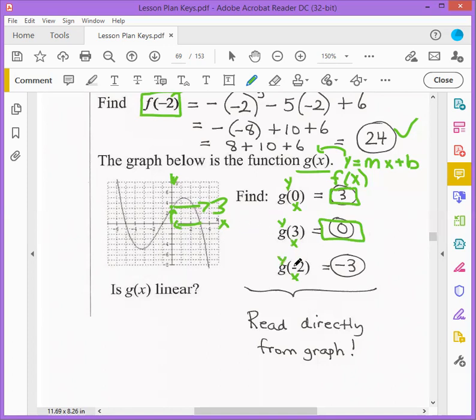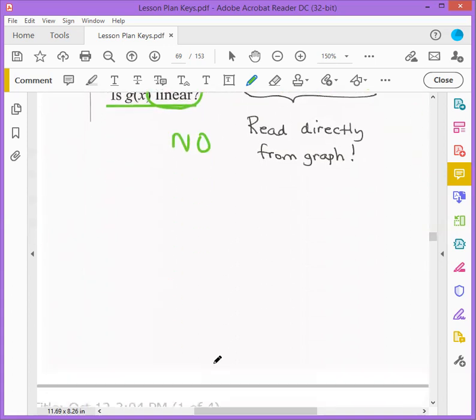Now g of negative 2, we're going to move on the x-axis, 1 right here to negative 2 on the x-axis. But where is our graph when x is negative 2? It's down here at 1, 2, 3, negative 3. So our y coordinate is negative 3 when x is negative 2. Now, is g of x linear? Now that word linear, just like it sounds, it means, is this the graph of a line? And we see that it's not. This is not a graph of a line, therefore it's not linear.